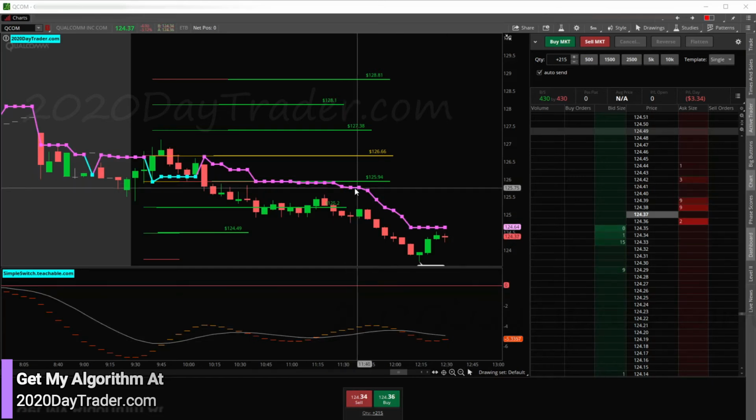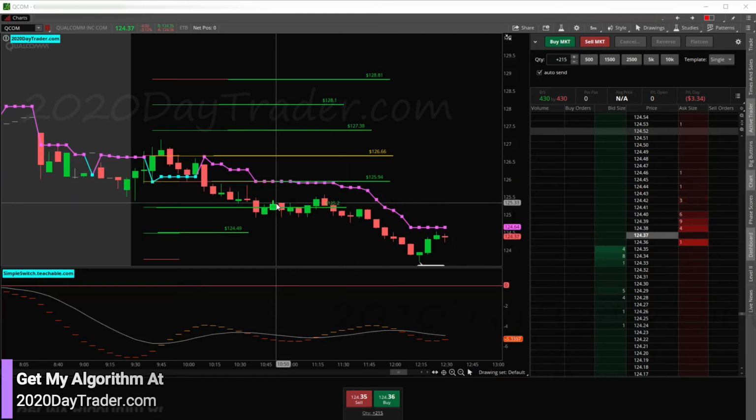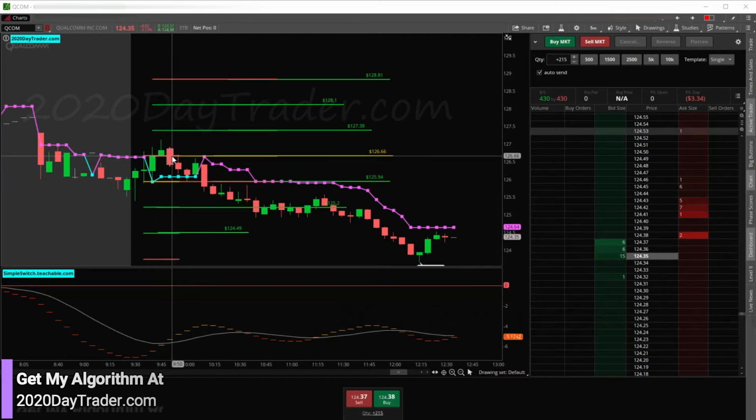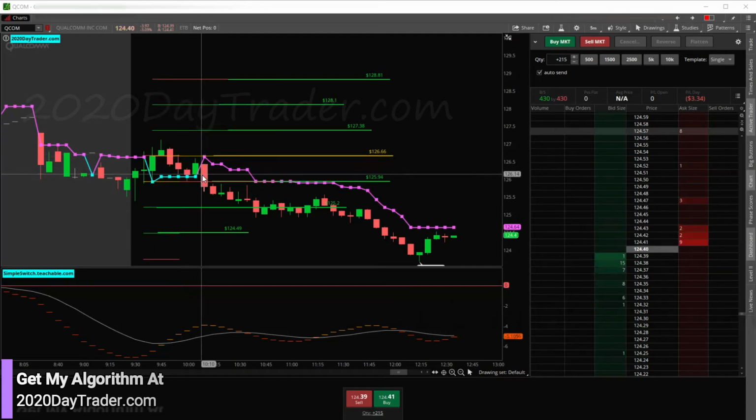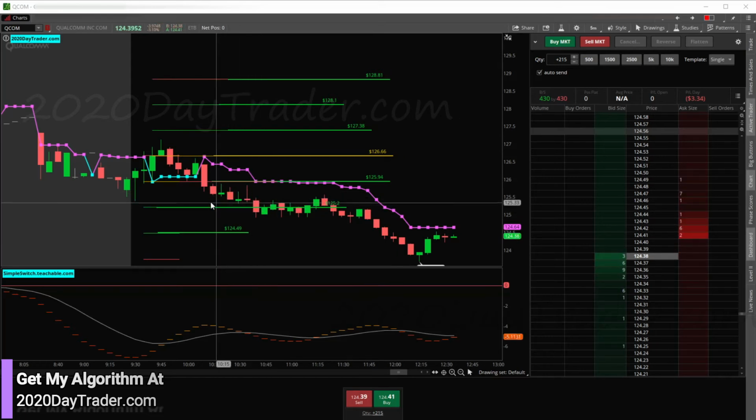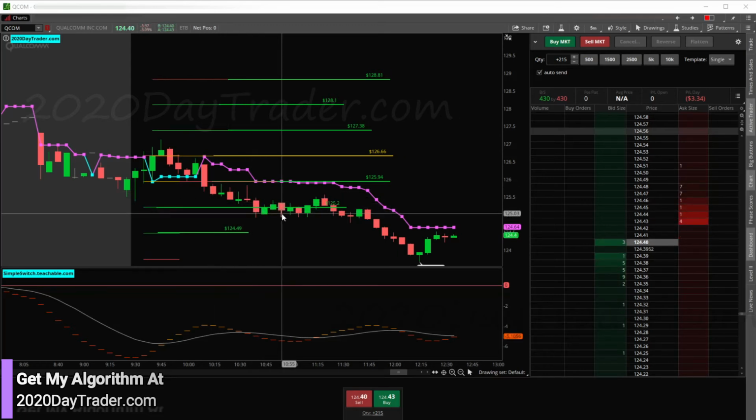It's 12:30, 12:34 actually. So here we are with QCOM. We missed, we were late to the party, so we had to get on the pullback, and then it just sold off, and we speed bumped it to almost green. You know, we hit the target, went through the target. I didn't want to get greedy.